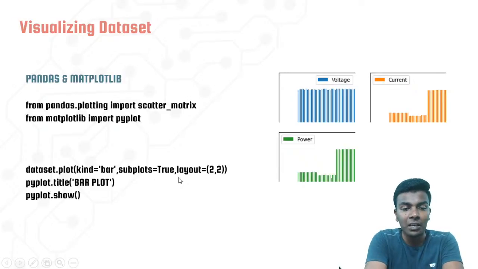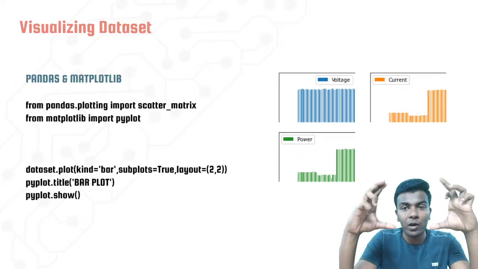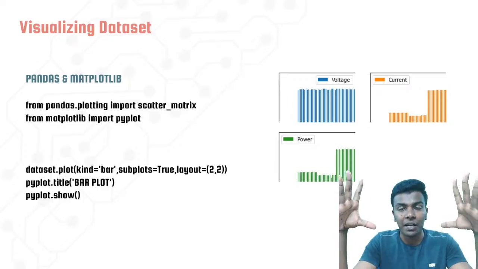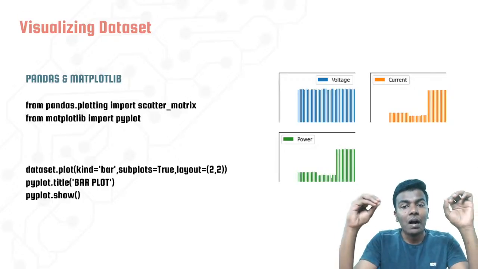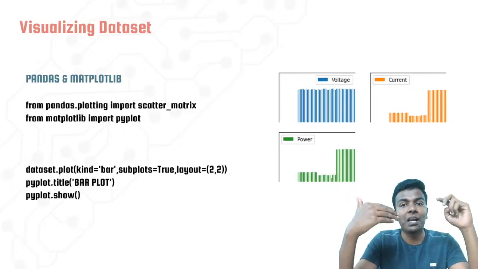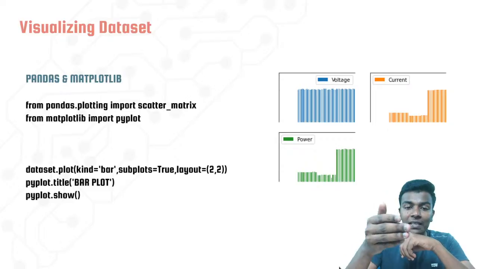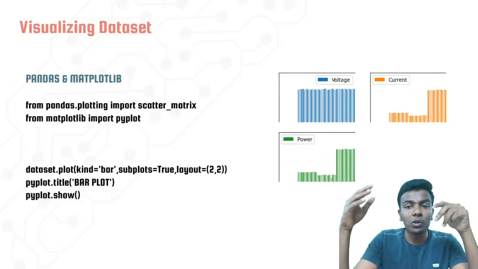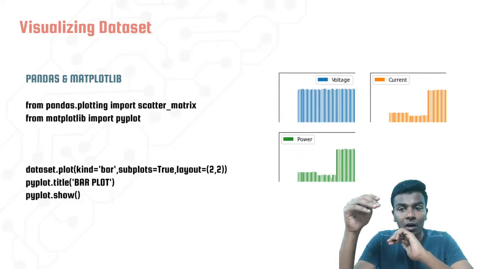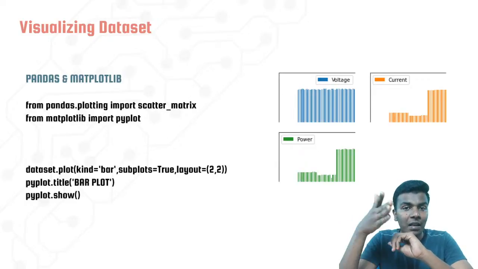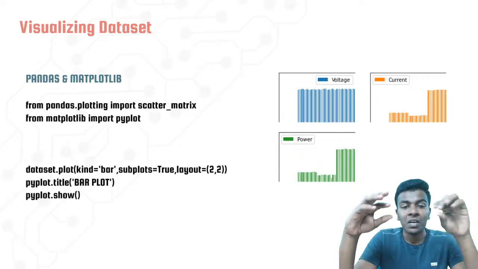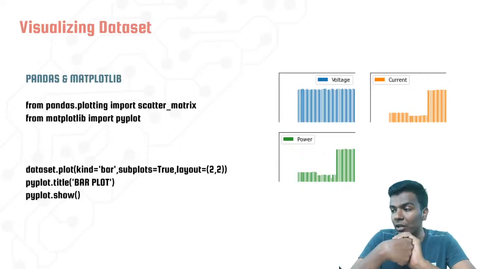So kind equal to bar means we are representing a bar graph, and subplots equal to True. What is meant by subplots? If you are simply drawing a single graph, there will be only one display, like voltage means only voltage. It can't show 3 values in a single image. With the help of subplots, you can initialize how many graphs we need to show in a single picture. For example, subplots equal to True, comma, layout equal to (2, 2), which means 2 rows and 2 columns. Here totally 4 cells are there: one is voltage, current, and then power, and the fourth one is empty. So totally 4 graphs can be displayed in a single figure. For that only we use subplots equal to True.